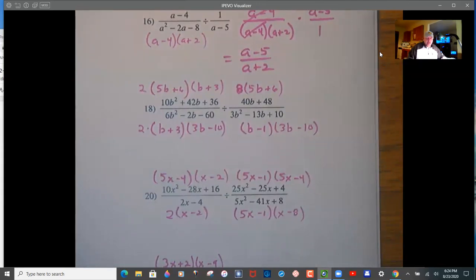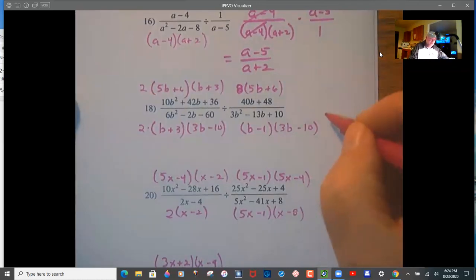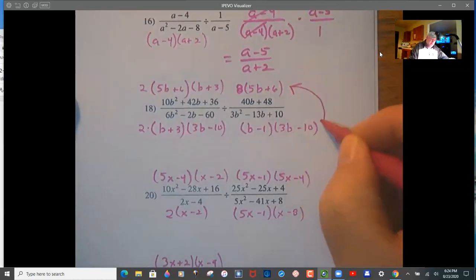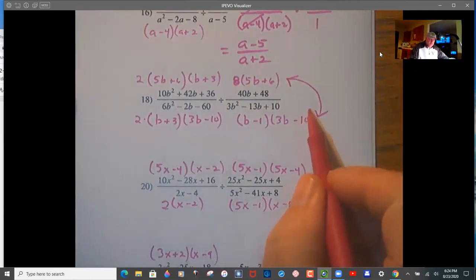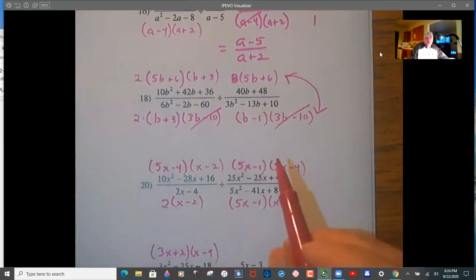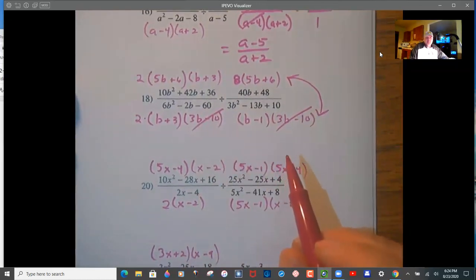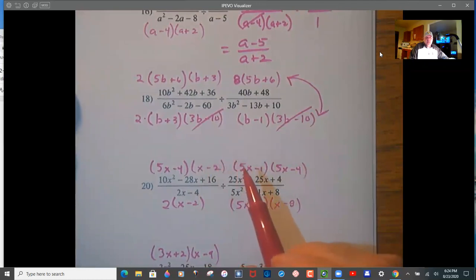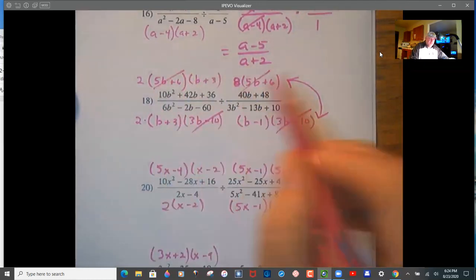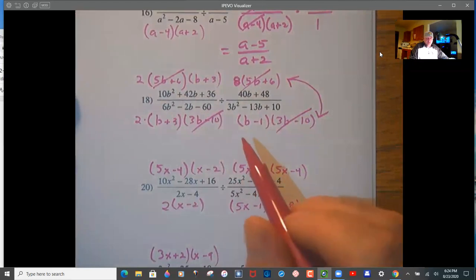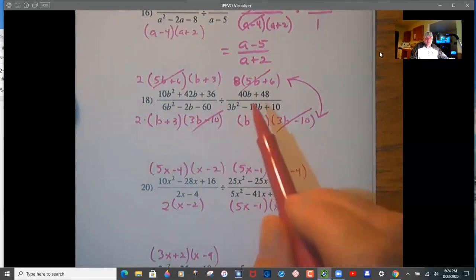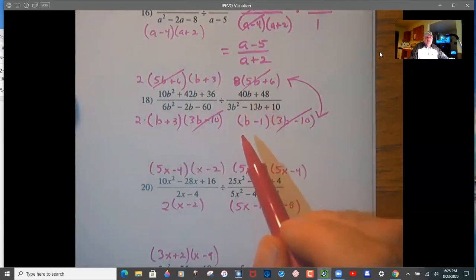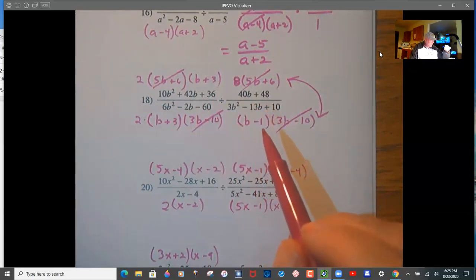On 18, we have a whole heck of a lot. So if you want to just imagine that these are inverted on this side, that would be great. And then you're really canceling things that are in the same back and forth, I guess. So the 5b plus 6's would cancel because that's in the bottom. And then the 8 would be on the bottom here. So you would have 2 times b plus 3.